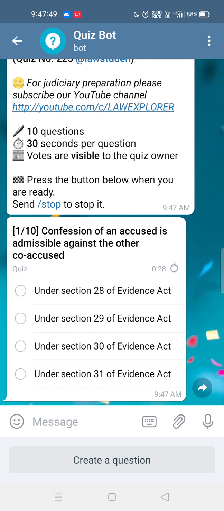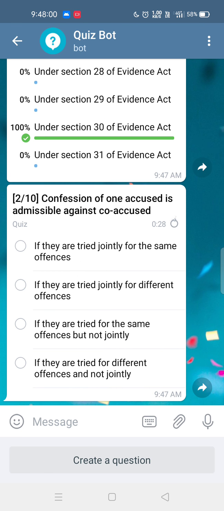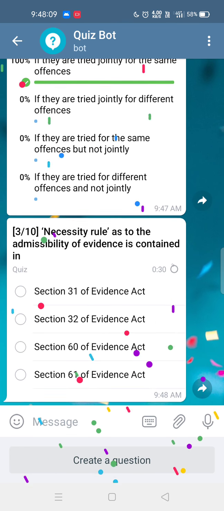Question number 1. Confession of an accused is admissible against the other co-accused. Under which section? Under Section 30 of Evidence Act. Next question. Confession of one accused is admissible against co-accused if they are tried jointly for the same offences. Option number 1.